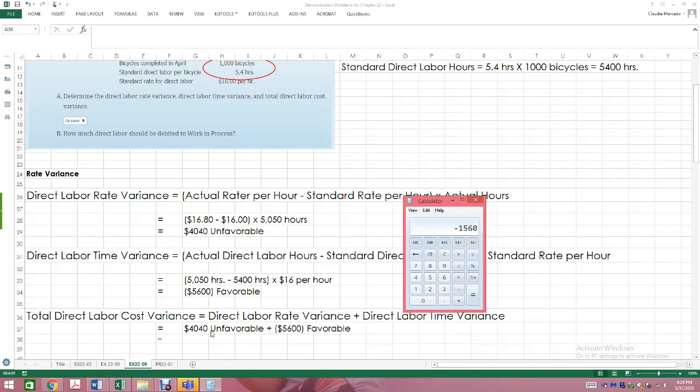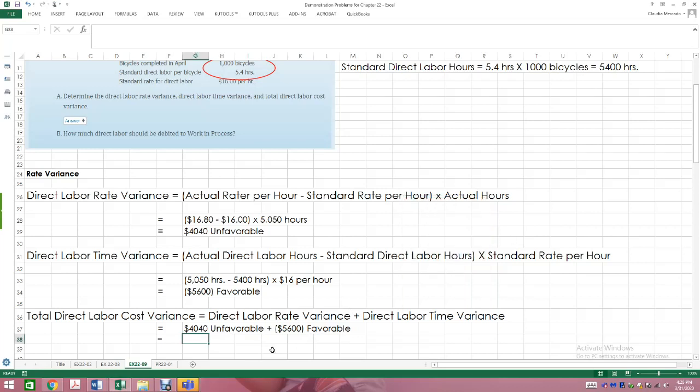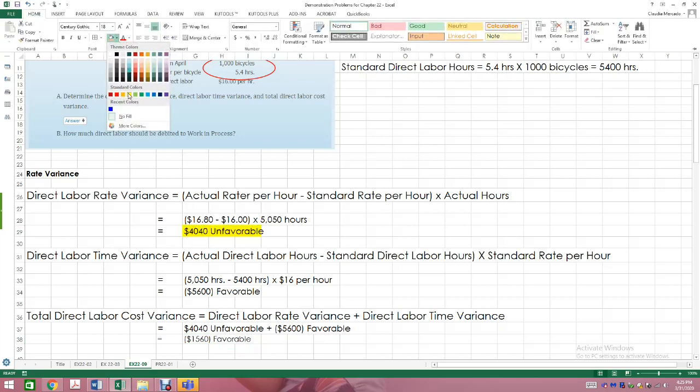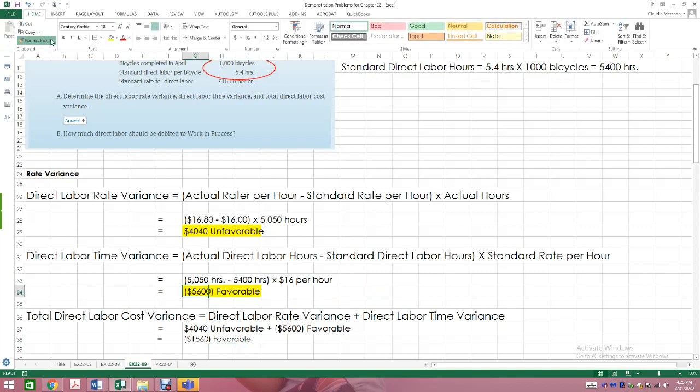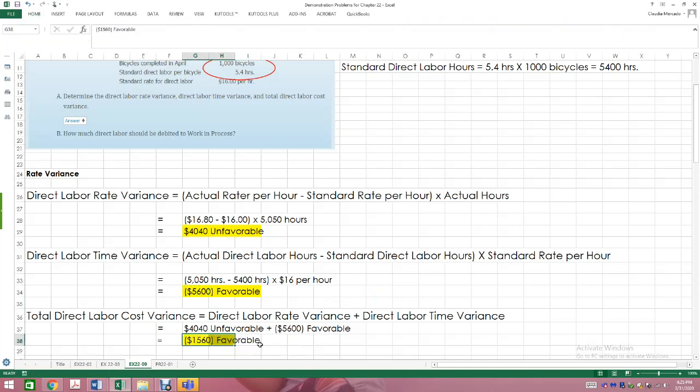Okay, so you add the unfavorable plus the favorable, and you get 1,560 minus, which means it's a favorable variance. So it'll be 1,560 favorable. All you do is you grab these amounts right here, and you put them in your calculation for the third requirement. The 4,040 unfavorable plus the 5,600 negative favorable, and that's going to give you the 1,560 favorable.